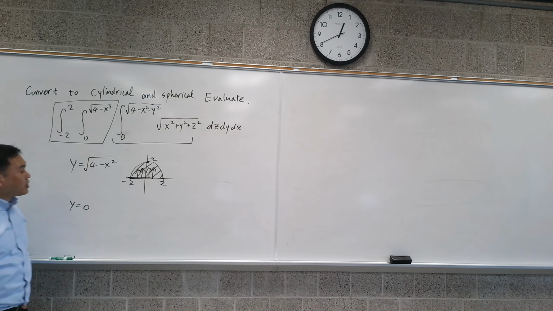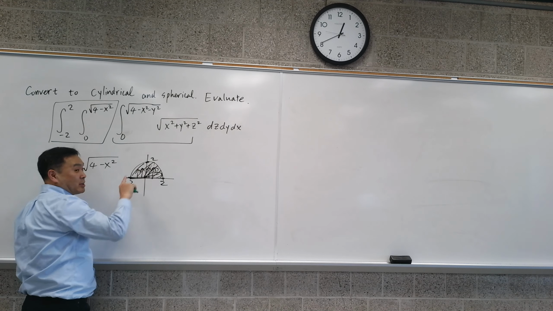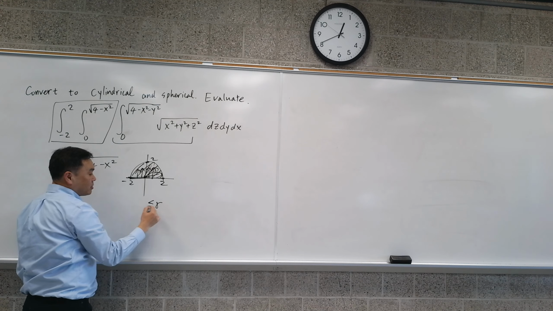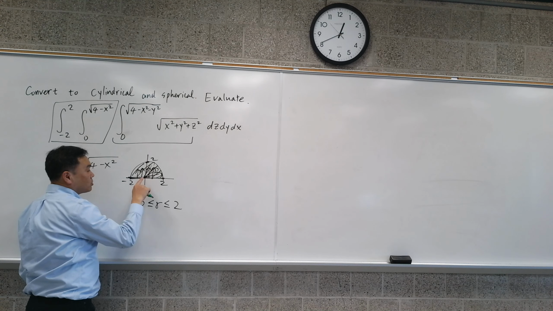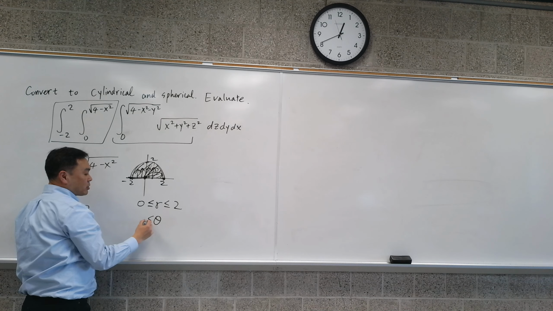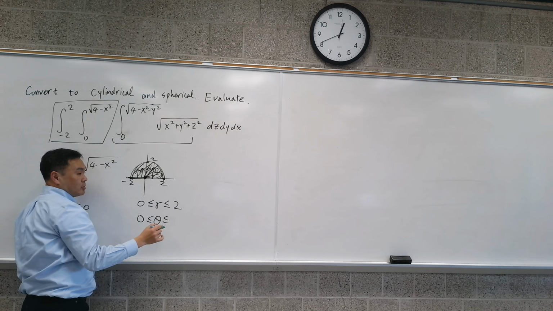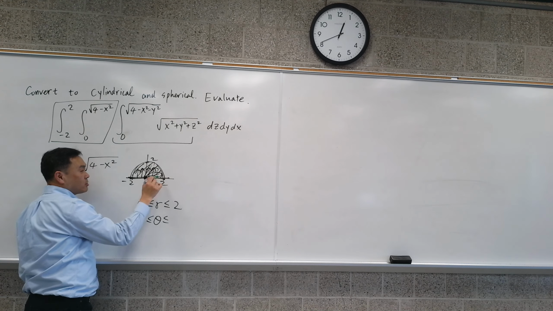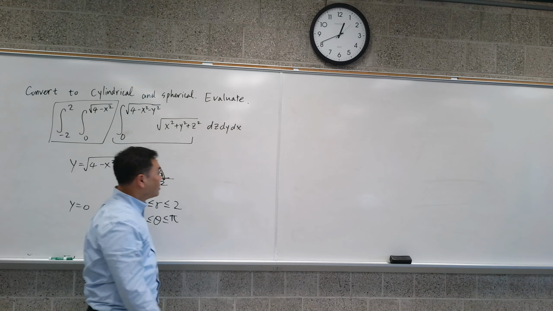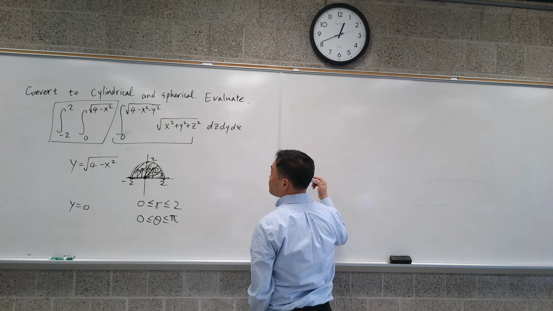And how do you rewrite this in terms of r? Well, r will be painting from the middle, right? So r goes from where to where? 0 until 2. Starts at 0, ends at here. And theta goes from where to where? 0 until? This is 0, and then goes all the way up till pi.